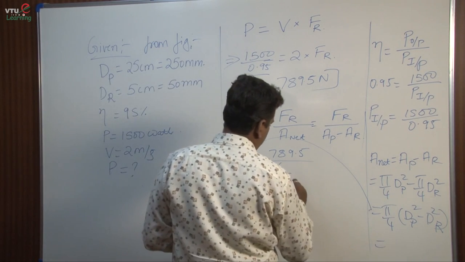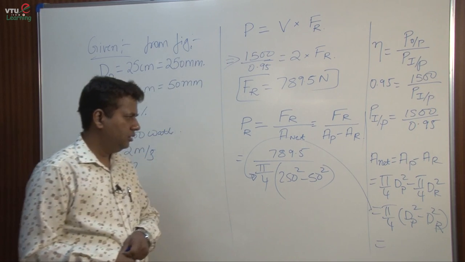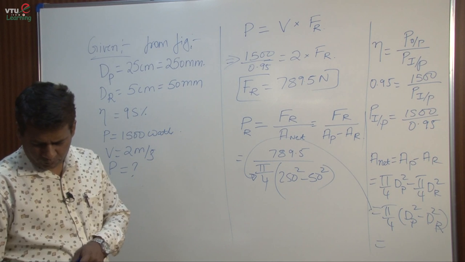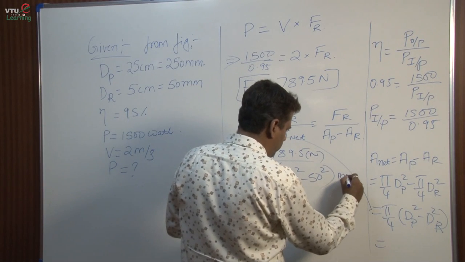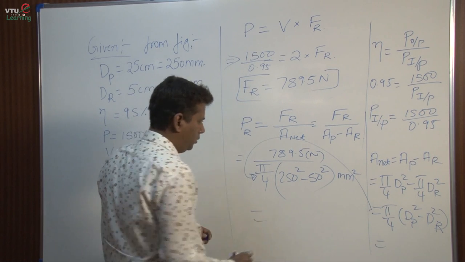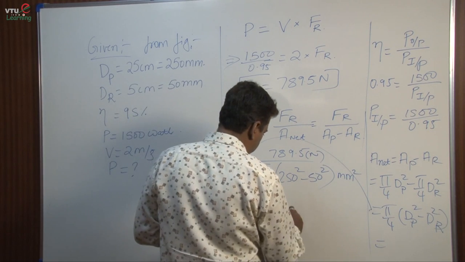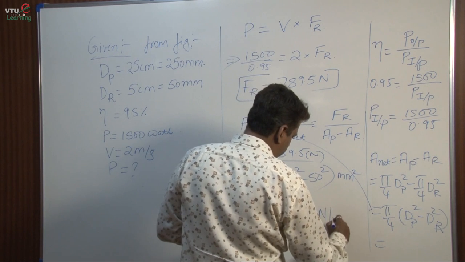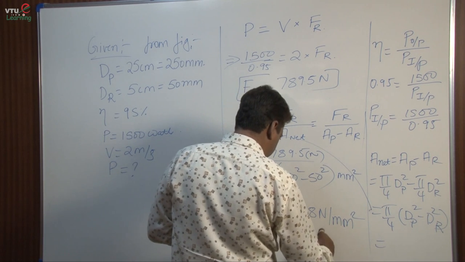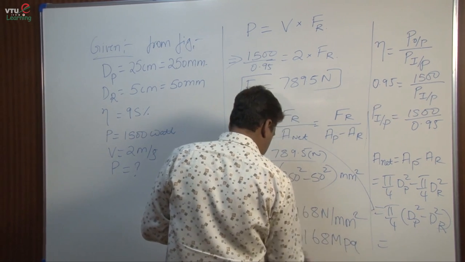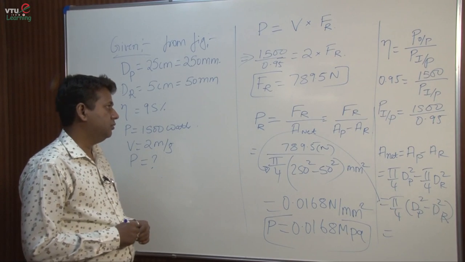DP is how much? 250 square minus 50 square, right? So 250 square minus 50 square. So the numerator is in terms of Newton, the denominator in terms of millimeter square. So the answer will be Newton per millimeter square. So we will get 0.0168 Newton per millimeter square, or the same 0.0168 megapascals. This is the pressure input to the actuator.